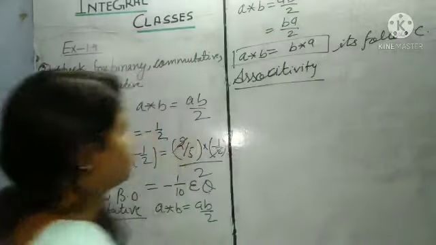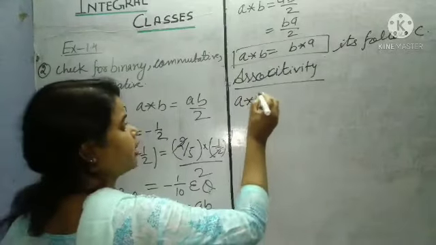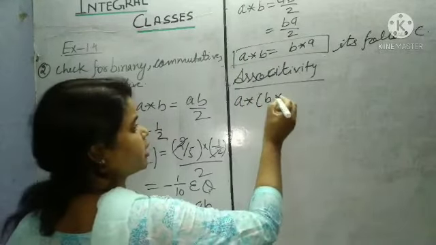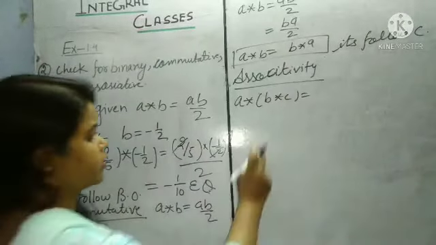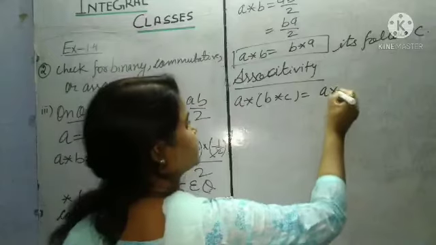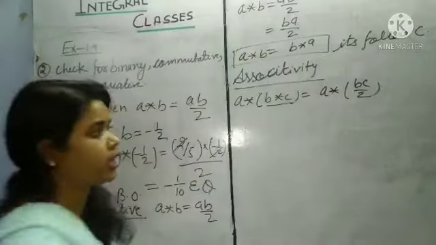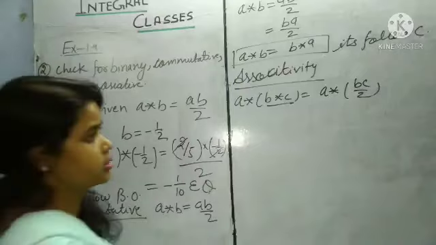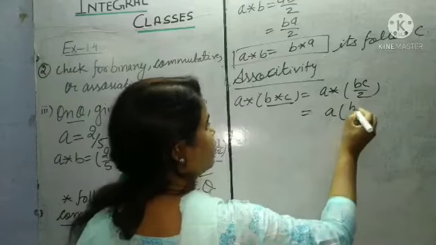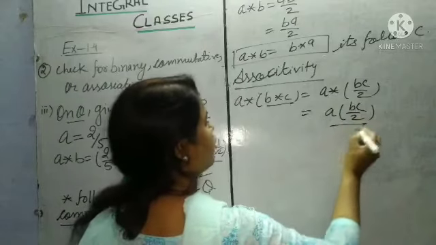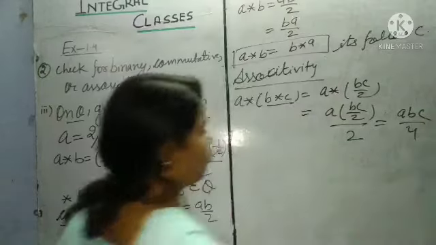Now for associativity, again we will consider three elements: A star, B star, C. So what is the value of A star, B star, C? First we will write A star BC by 2. Now first we will apply B star C, then again we will apply A, BC by 2 upon 2. So it becomes ABC by 4.